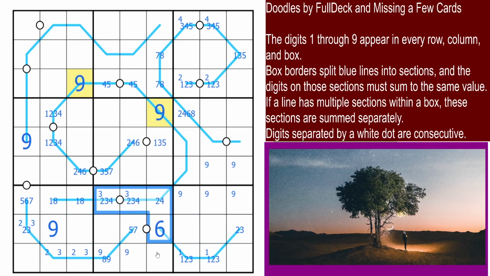Where is 1 here? That is the question now. 1 has to be here, right? Just by Sudoku, 1 cannot be here. And there is no other place for 1. So 1 has to be here.